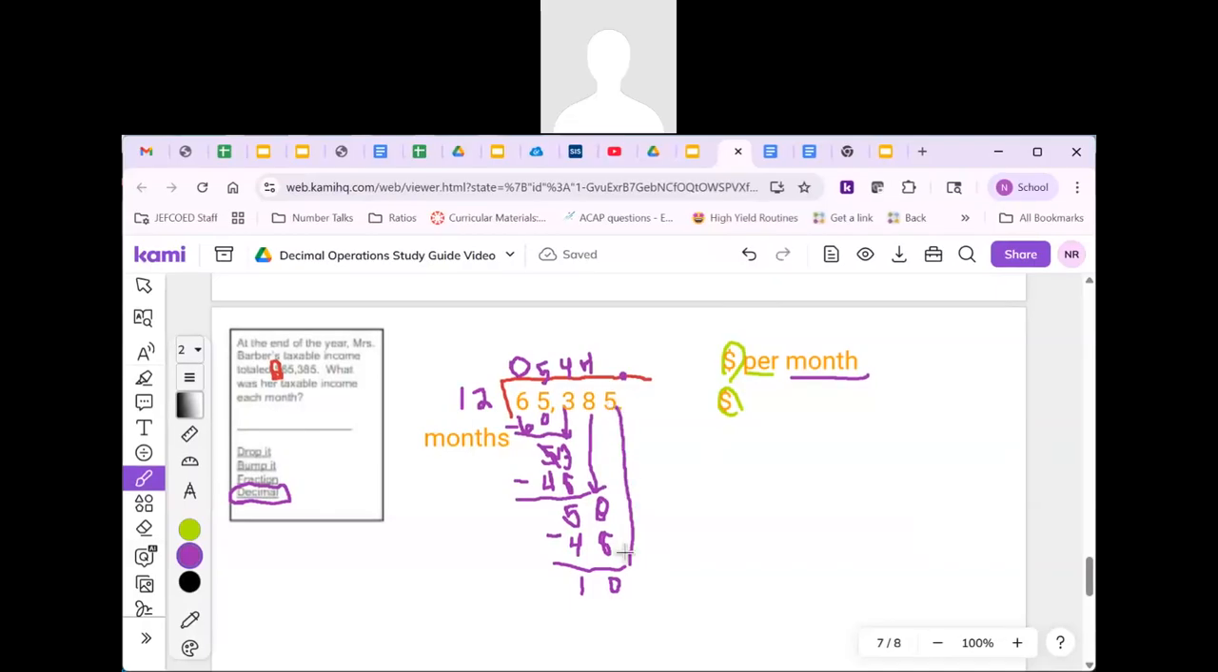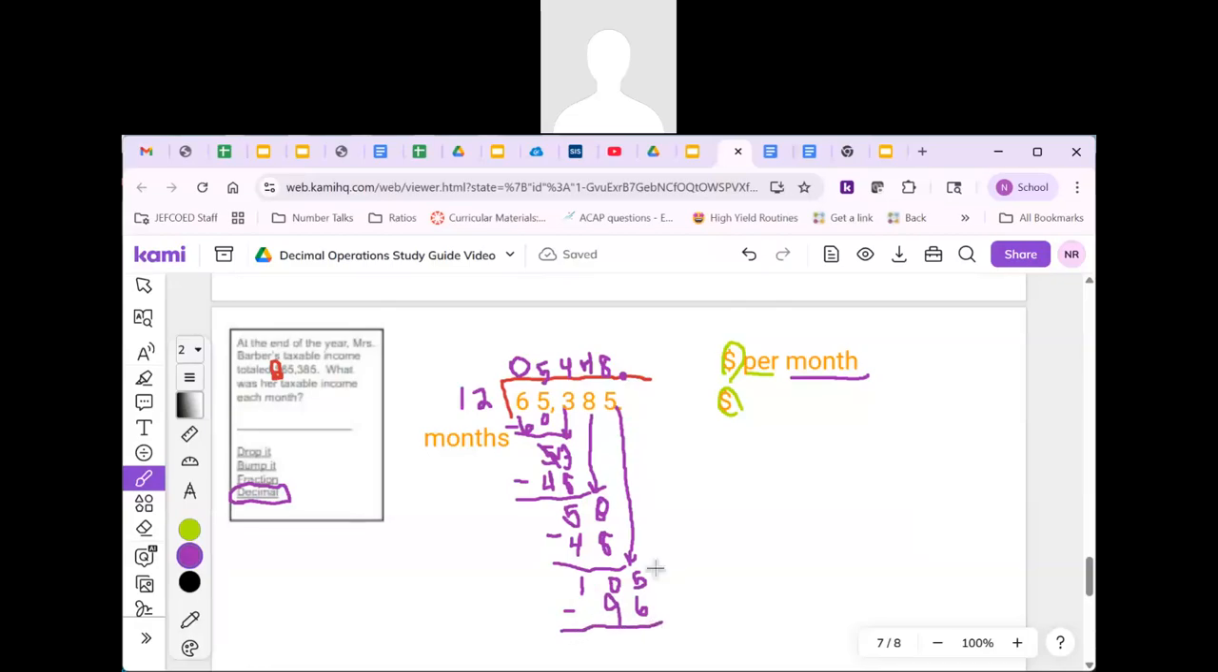Now these arrows, y'all, I do the arrows because they help me realize I'm not done. I don't have anything on top of that 5, right? So then I think, how many 12s in 105? Well, 12 times 8 is 96, and 12 times 9 is 108. So it's not going to be 9, it's going to be 8. Now you multiply. 8 times 12 is 96. Now, y'all, if I don't know my 12 facts, I need to make the 12 fact box, so that they're just sitting there for me.